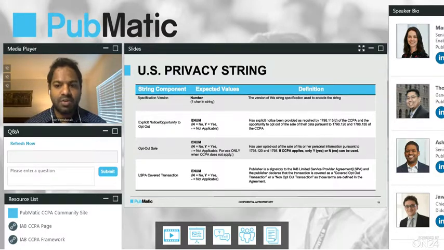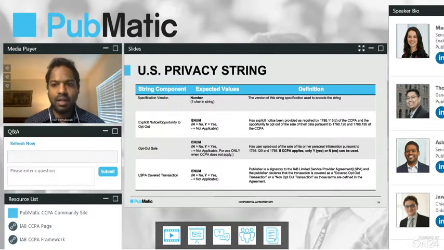Character three in the US privacy string captures the user preference. This is the most important character in this string, according to me. What it captures is whether the user has opted out of targeted advertising or opted out of do not sell. So bid requests where opt-out of sale has been marked as yes would be dropped. These are the requests where users are explicitly saying, I don't want any targeted advertising.